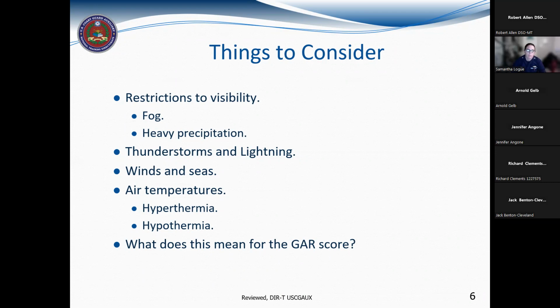So you can have hypothermia and hyperthermia. And then again, what does that mean for your GAR? Winds and seas are fun. On the Polar Star, I think they just posted them to let us know how miserable the day was going to be sometimes.